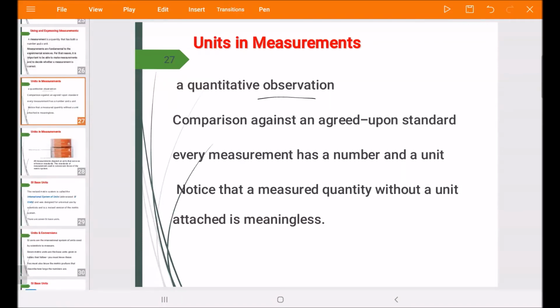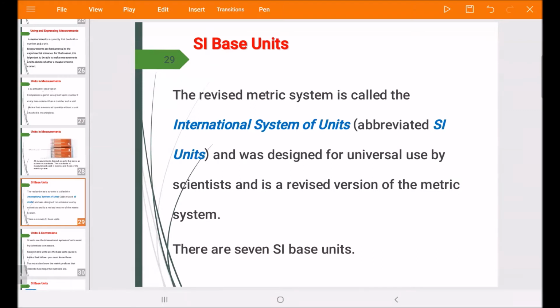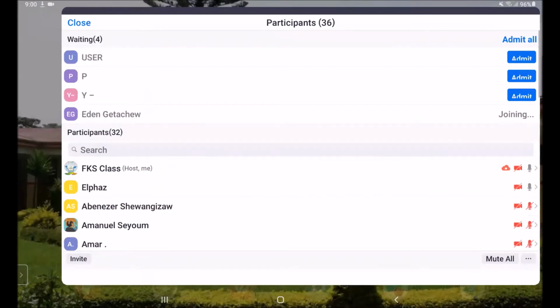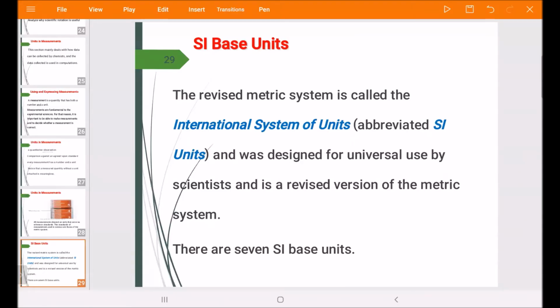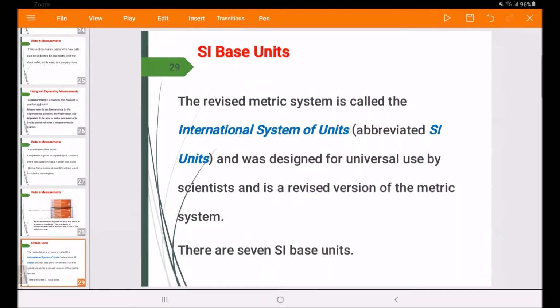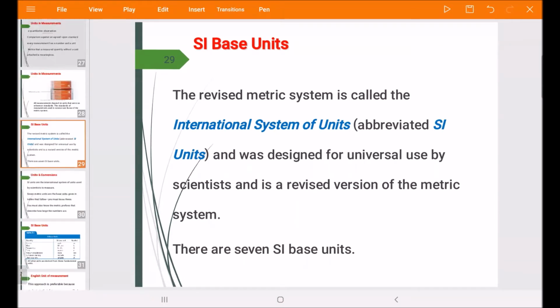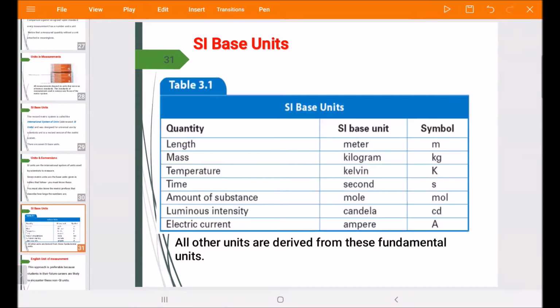Now, let's proceed to the SI basic units or fundamental units. The International System of Units, these are used by scientists all over the world. And there are 7 basic or fundamental units that you should remember. And these include length, mass, temperature, time, amount of substance, luminous intensity, and electric current. So these are the seven basic or fundamental units.